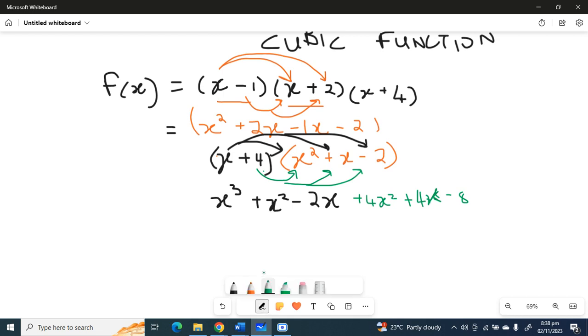So we've got an x squared here. So x squared plus 4x squared, you get 5x squared. x cubed is by itself, so we just write it here: x cubed plus 5x squared. Okay, we've got negative 2x here plus 4x. We're going to get positive 2x minus 8. All right, so this is our cubic function.